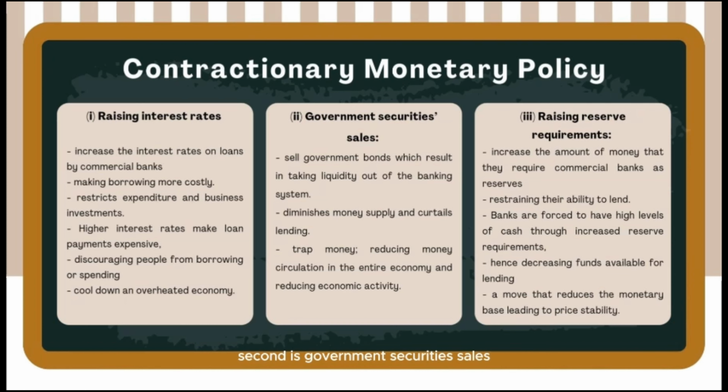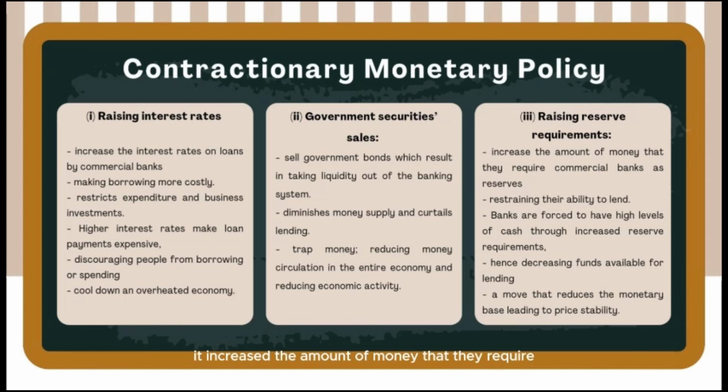Second is government securities sales. It will sell government bonds, which results in taking liquidity out of the banking system, diminishes the money supply and curtails lending. By trapping the money, it will help in reducing money circulation in the entire economy and reducing economic activity. Third is raising reserve requirements.